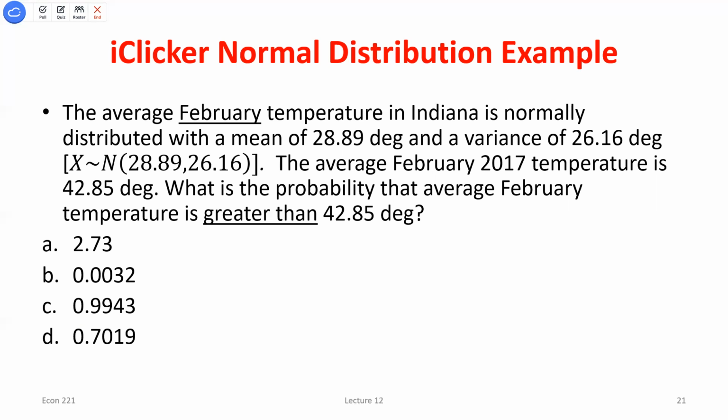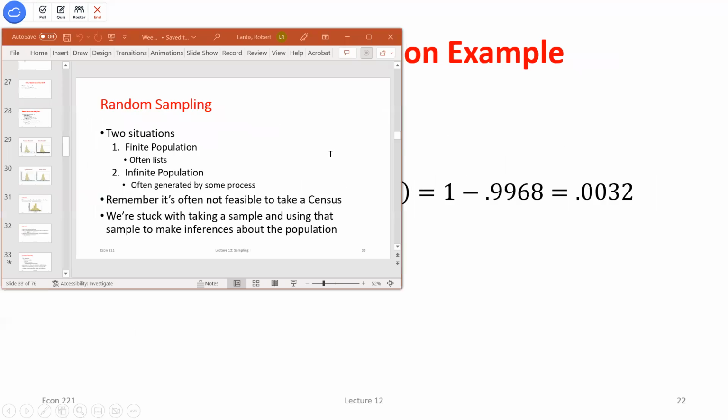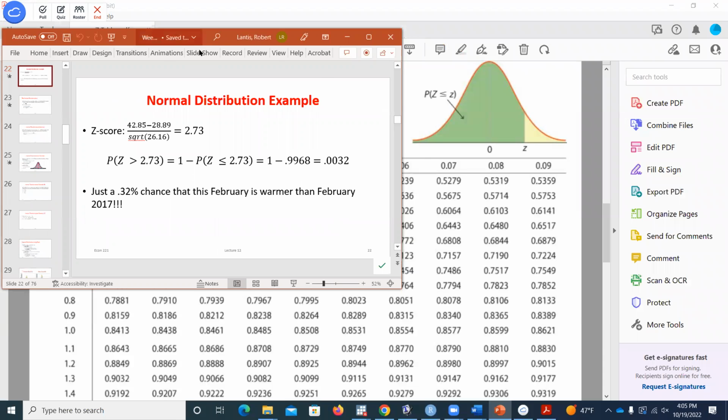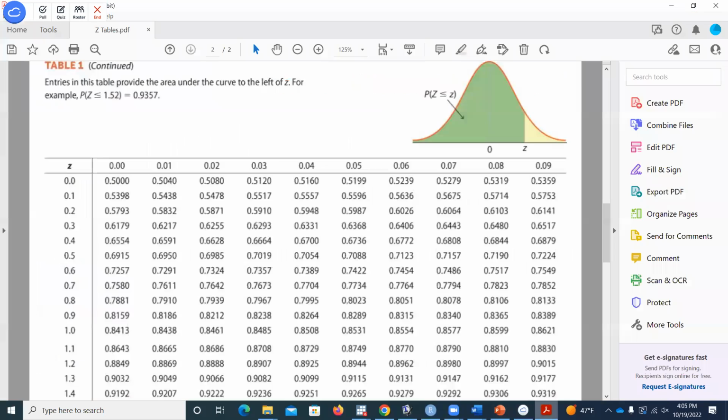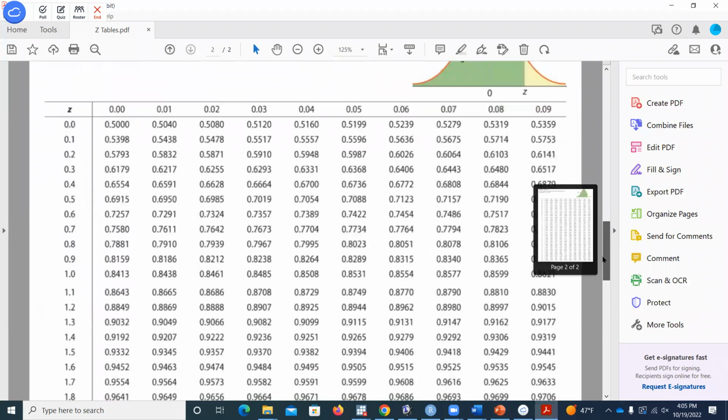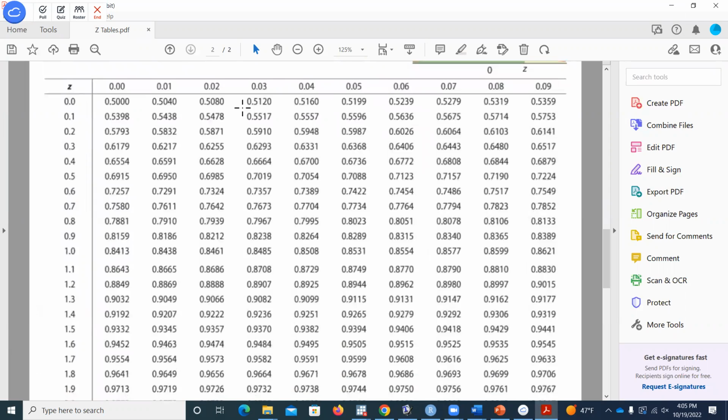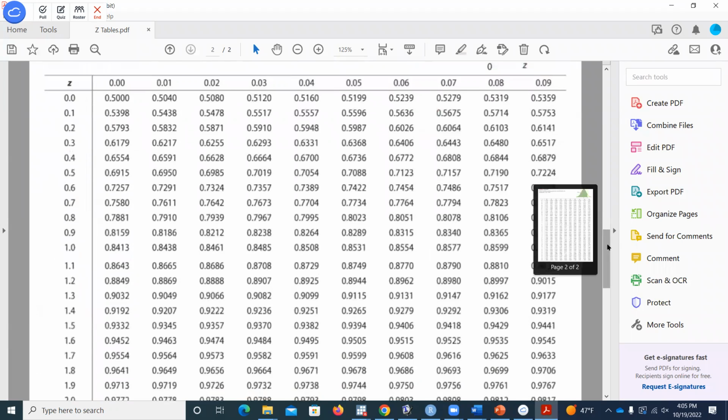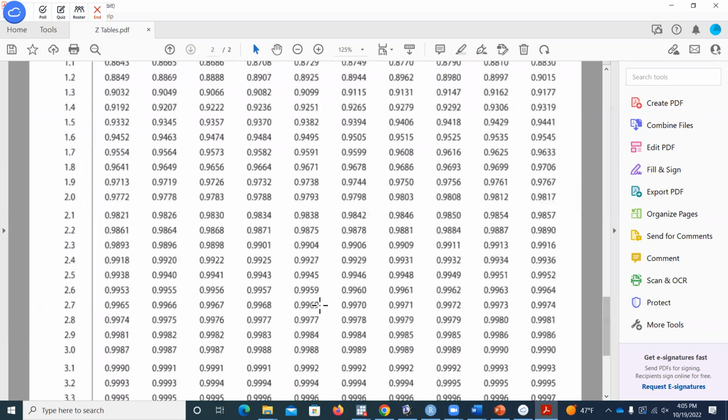In fact, if I go, oh, I didn't mean to minimize this, so let's go here. If I look up 2.73, first of all, I can't show this all on the same screen, so we have to make sure that's the column for my second decimal, 0.03. So we'll go down here. That was my column, so 2.73, 0.9968. But remember, the table always gives me the area to the left. I wanted the area to the right, so I would subtract that from 1.